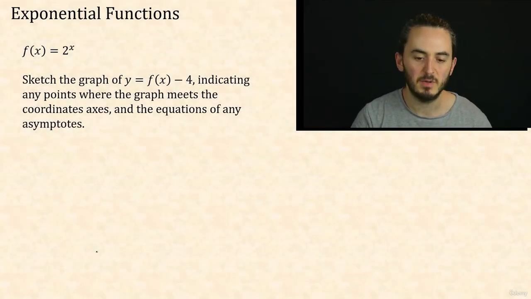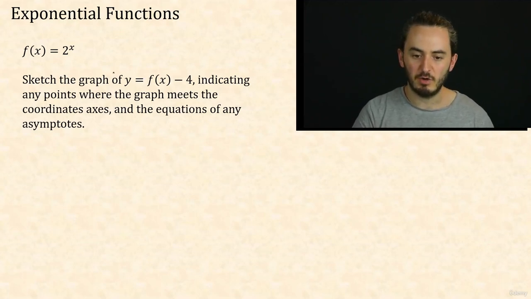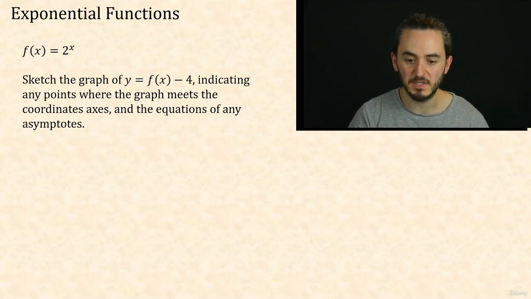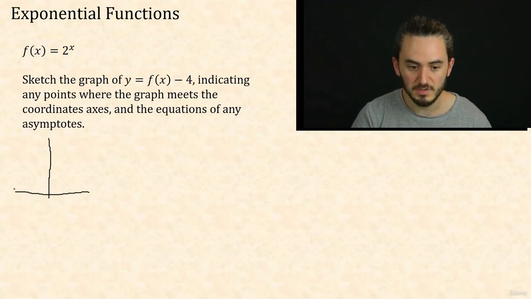Okay, so let's see if we can apply that to some actual exam questions. So f of x equals 2 to the x. Sketch the graph of y equals f of x minus 4, indicating any points where the graph meets the coordinate axes and the equation of any asymptotes. All right, so we know now that, I'm going to just have a very rough sketch here. The graph of f of x, so just 2 to the x, is this.